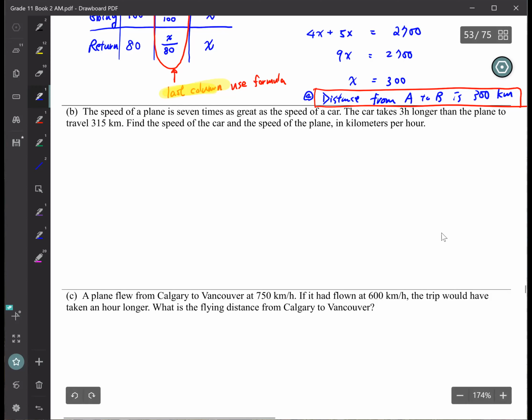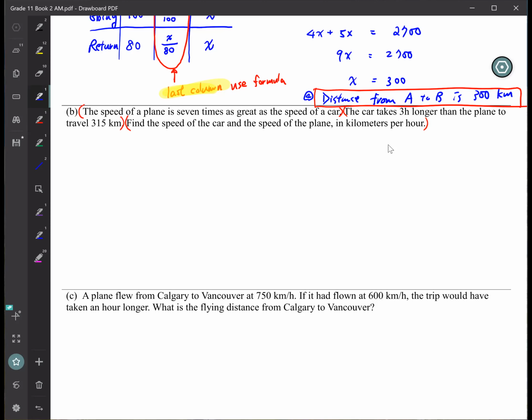So you can read it by yourself, a little bit slower. Try to break it down one sentence at a time. You have one piece of information that is the first part. The second part is talking about the time, and then the third part is talking about what you want to find. When you break down a word problem, it doesn't look as scary as it looks. If you look at the whole paragraph, it looks more difficult.